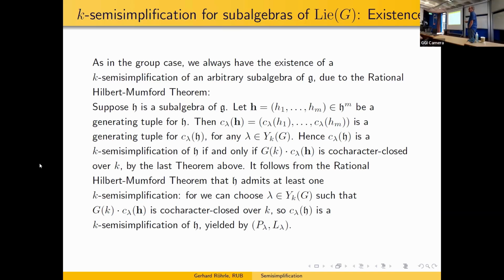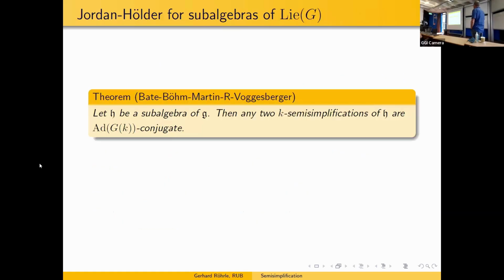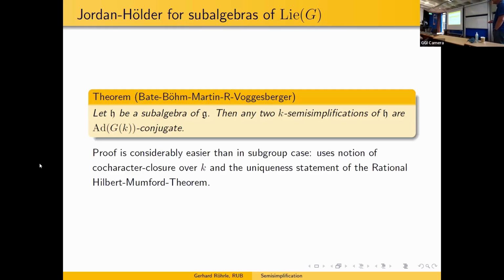Now it's almost child's play to do this again. And then you prove that two such K-semisimplifications are in fact conjugate under the adjoint action of G. The proof is much easier than in the group case, and you just use the uniqueness statement of the rational Hilbert-Mumford theorem.